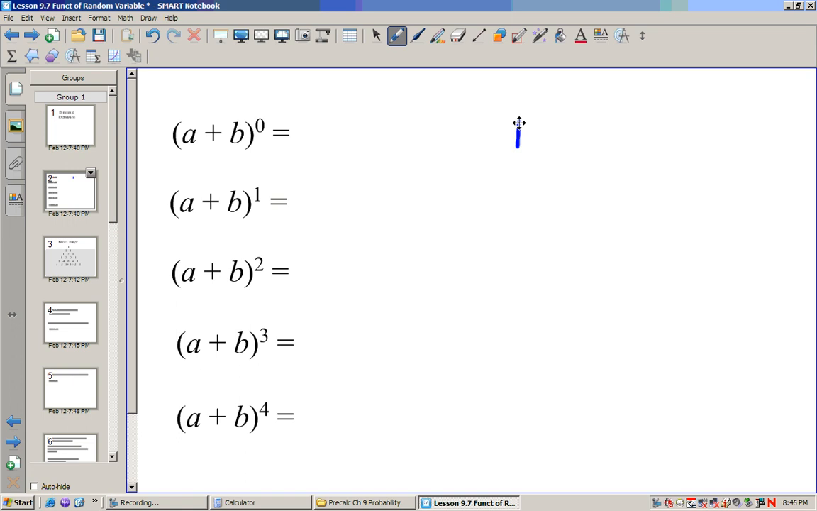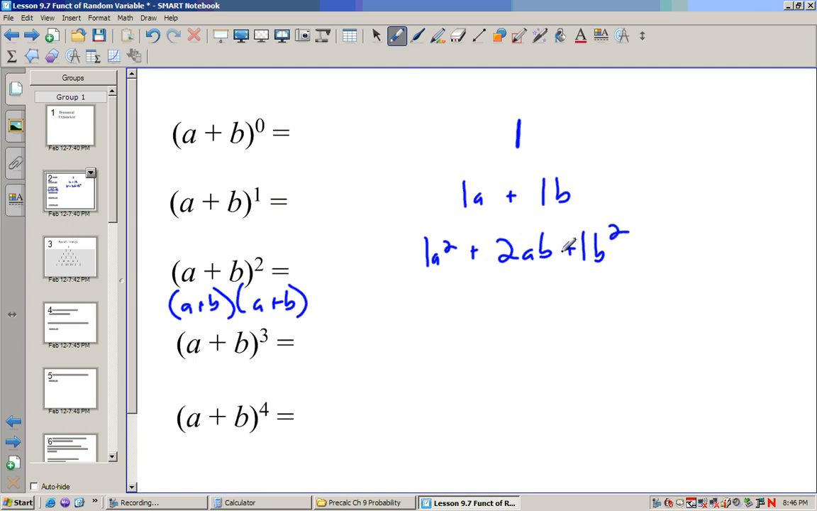Now a plus b to the first power is going to be 1a plus 1b. A plus b to the second power is going to be 1a squared. Then, keep in mind this is a plus b times a plus b. So it'd be a squared, ab plus ab, so that would be 2ab. And then the last one will be 1b squared.